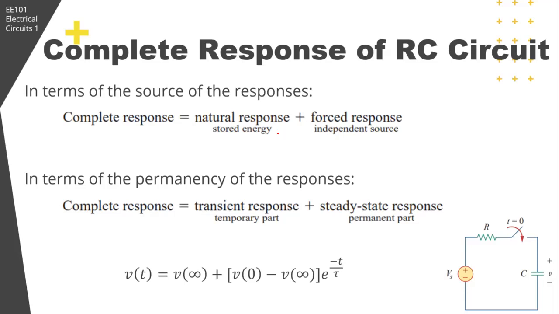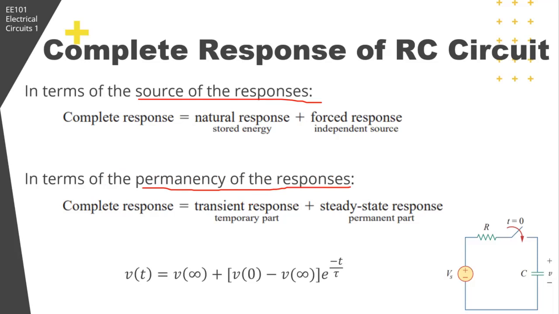The natural response eventually dies out along with the transient components in among forced response, leaving only the steady state components in among forced response. So that's the complete response in terms of source sa ato ang responses. Pero if we'll look at the complete response in terms of the permanency sa responses, ganina ang source, karon ang permanency. Then, express po sa complete response as transient response plus steady state response.